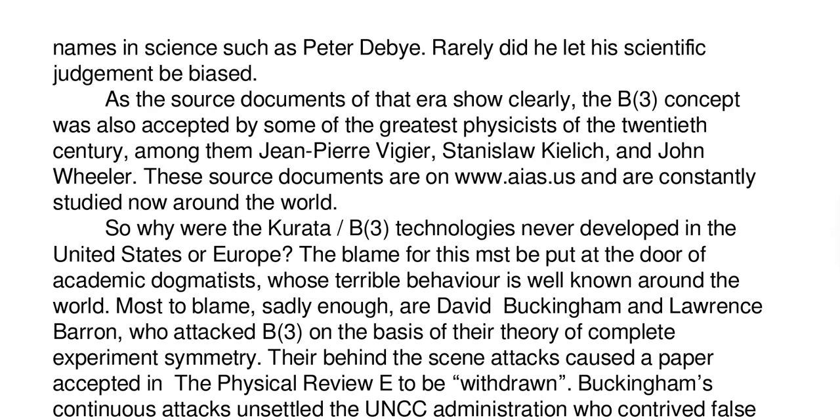As the source documents of that era show clearly, the B3 concept was also accepted by some of the greatest physicists of the 20th century, among them Jean-Pierre Vigier, Stanislav Kielich and John Wheeler. Both Wheeler and Vigier were invited by Einstein to become his assistant. Vigier was not allowed into the United States, so Einstein appointed Wheeler as his assistant. These source documents are on AIAS.us and are constantly studied around the world and have been for many years now.